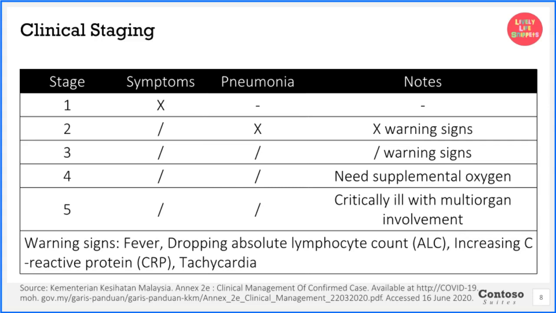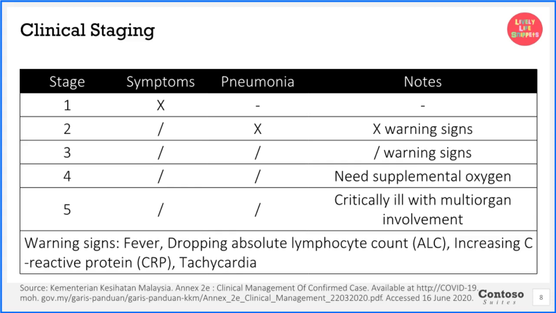Stage 1 patients do not have any symptoms. Stage 2 patients are symptomatic, but do not have pneumonia or warning signs. Some examples of warning signs include, but are not limited to, fever, dropping absolute lymphocyte count, ALC, increasing C-reactive protein, CRP, and tachycardia. For stage 3, patients usually have pneumonia and some warning signs.